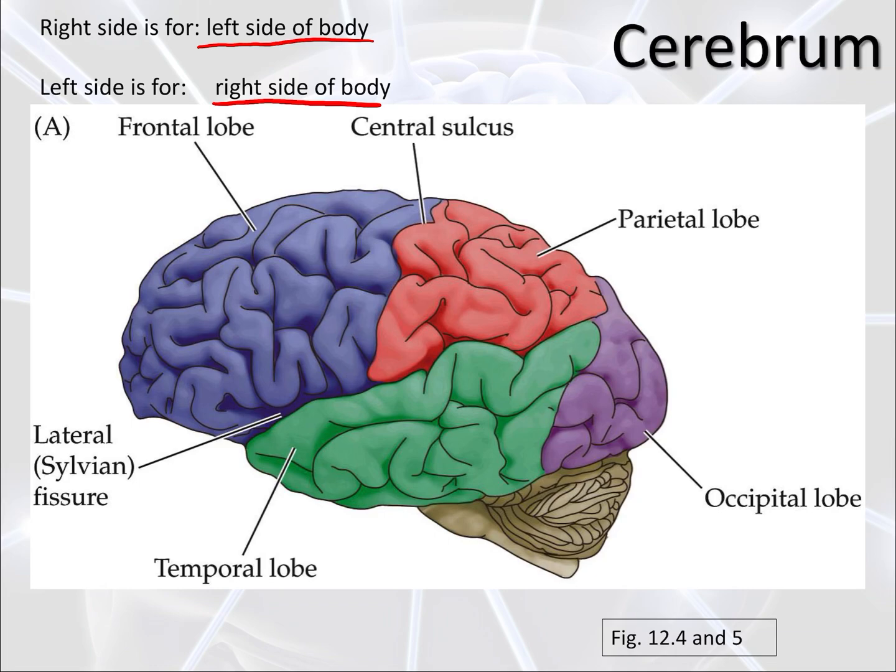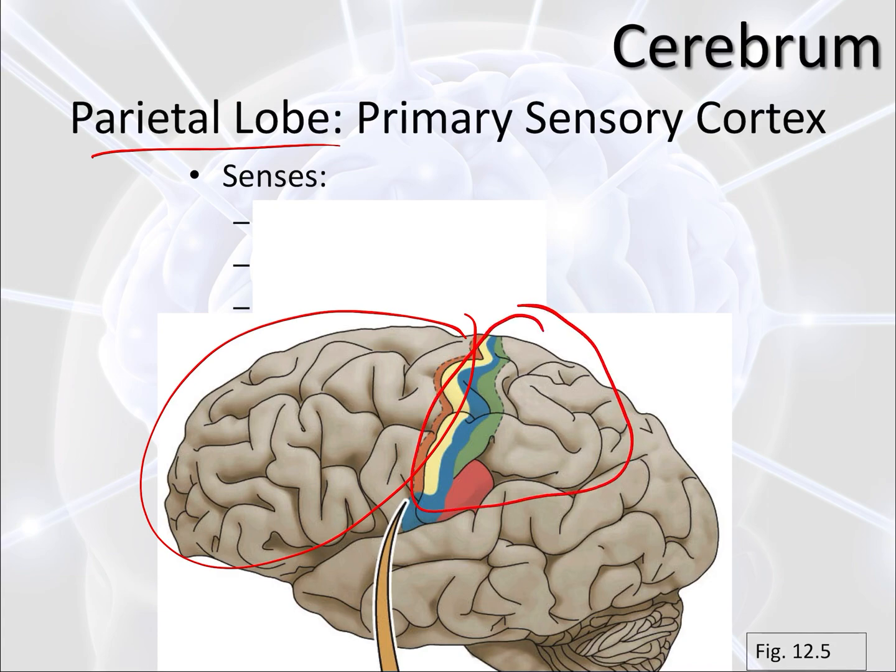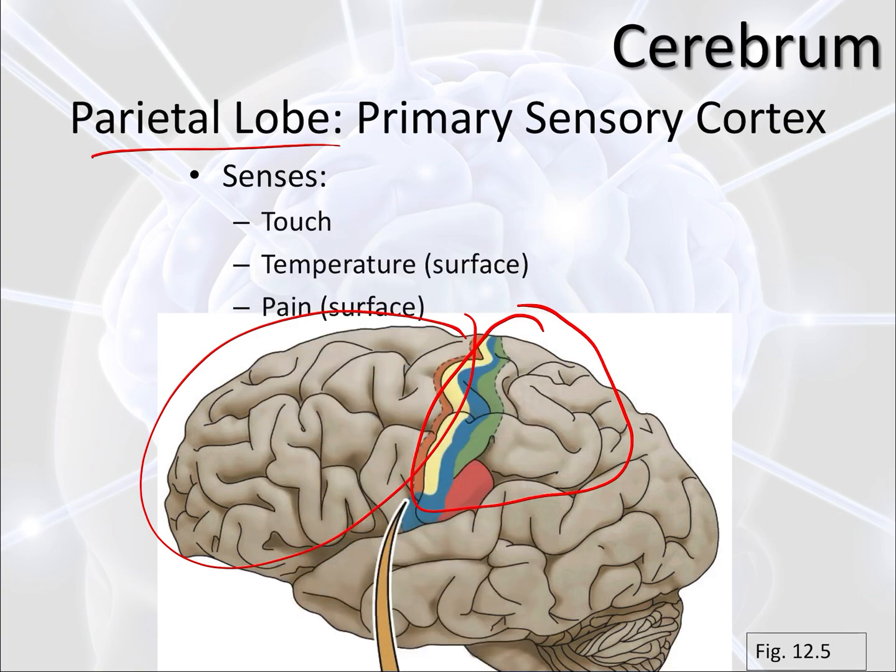So these are all the lobes. We'll look at these each individually. So let's start with the parietal lobe. Parietal lobe is not all the way in the front, where the frontal lobe is, it's back here on the sides, okay? And this is mainly responsible for senses. So we find the primary sensory cortex here, important for touch, temperature, and pain.